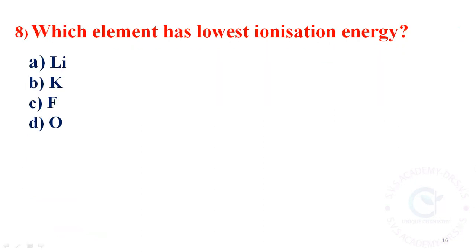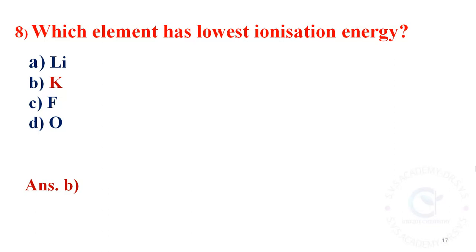Question number 8. Which element has the lowest ionization energy? Lithium, potassium, fluorine and oxygen. Potassium has the lowest ionization energy due to its larger atomic size than lithium. The attraction between the valence electron and the nucleus is less, therefore the removal of the electron is easy.